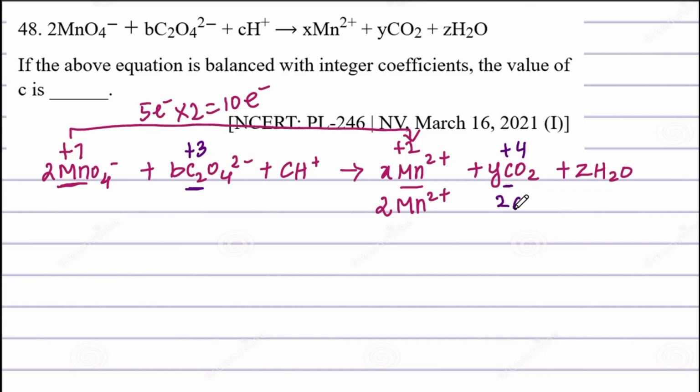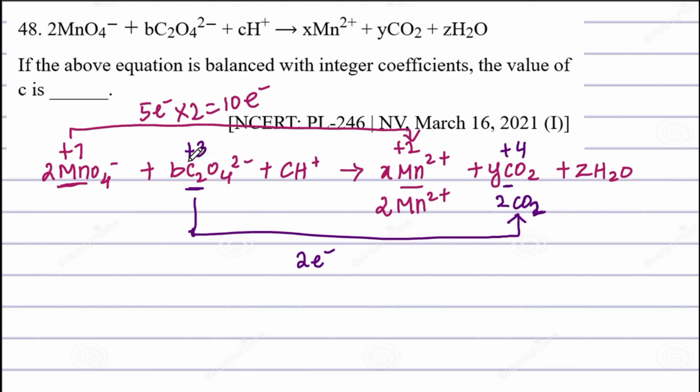So first, let us write 2 CO2. Just for the time being, we are writing 2 CO2. Then you have to balance the number of electrons. What is the difference in oxidation state from plus 3 to plus 4? The difference is 1 electron. But how many carbon atoms are involved? 2 carbon atoms are involved. So 1 into 2, 2 electrons are lost.